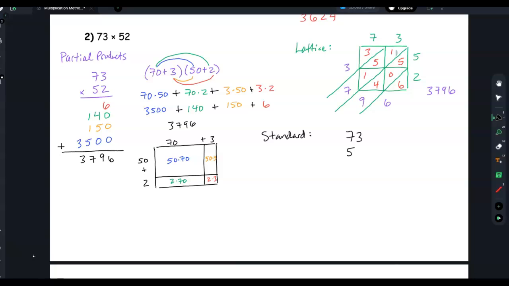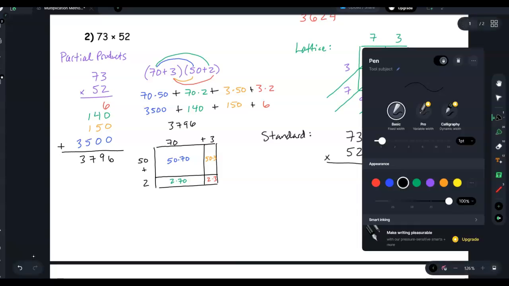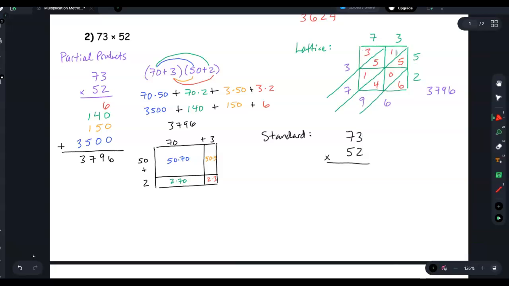Again, I'm just gonna list 73 first, but it doesn't matter since they're both 2 digits. So I'm gonna do my multiplication by starting with the 2 times each digit in 73. So 2 times 3 is 6, 2 times 7 is 14. Then when I do the 5, I'm going to make sure that I put a 0 placeholder. 5 times 3 is 15, so I'm going to regroup a 1 and write a 5. And then 5 times 7 is 35, plus the one I regrouped is 36.